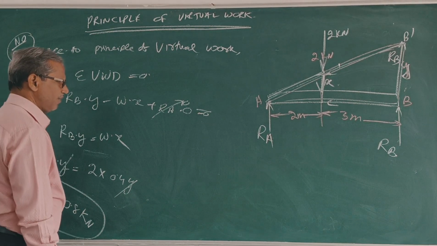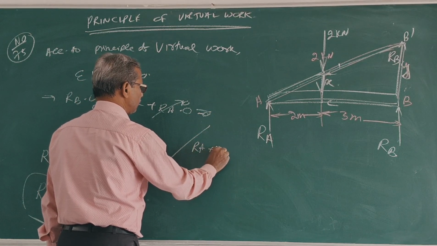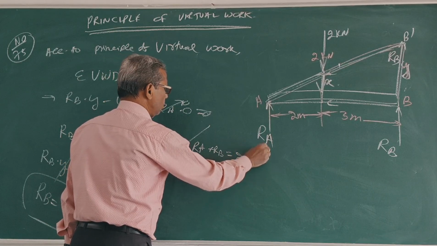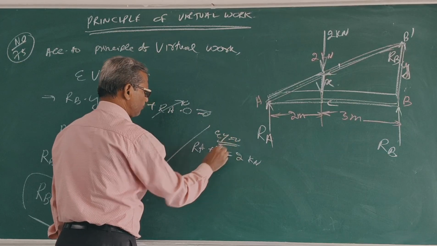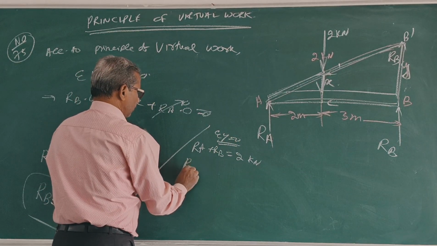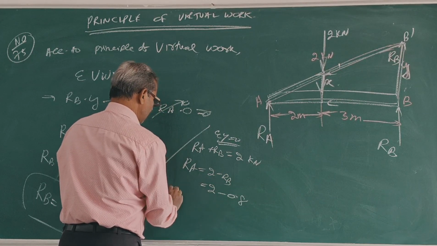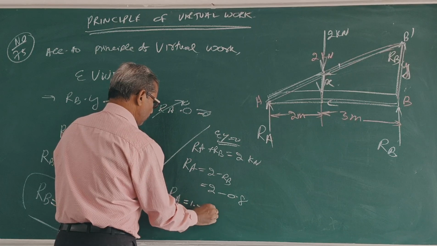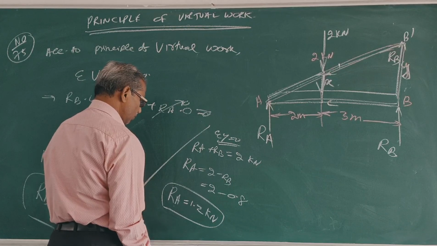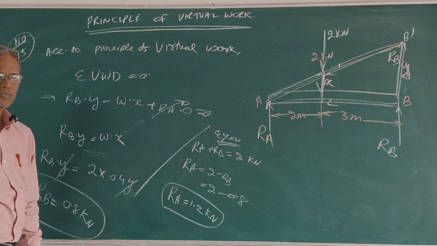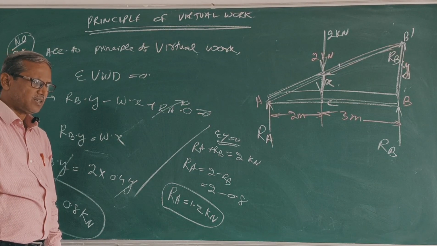Now RA plus RB is equal to 2. Upward force is equal to downward force, that is summation Y is equal to 0. So RA is equal to 2 minus RB, 2 minus 0.8. So RA is equal to 1.2 kilonewton. Right? This is problem number 75. Next, problem number 76.